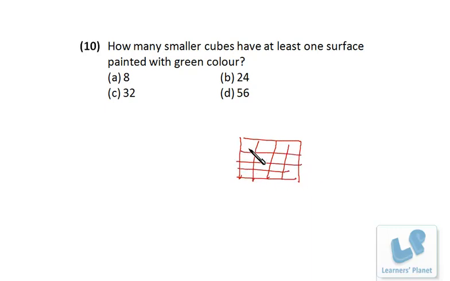Okay, 1 2 3 4, 4 by 4, 16 top and 16 bottom, right? Because top face is green and bottom face is also green. So in all, 32 cubes will be there. They will be having at least one face as green. Okay, so isn't it so easy?